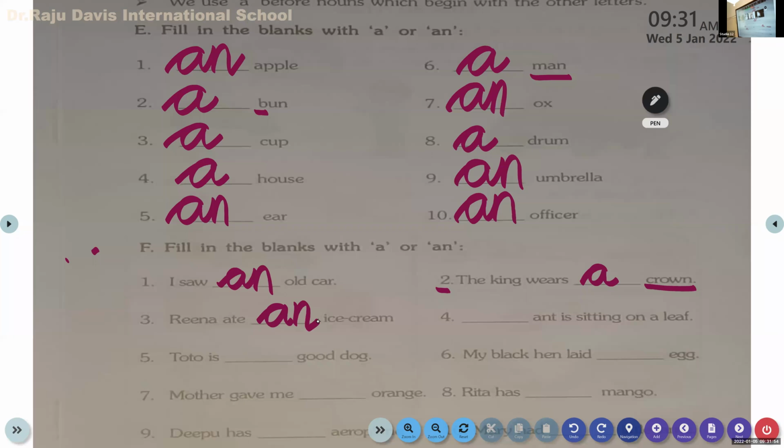Okay. Now let's move on to Alankrita. Alankrita, come on, do the fourth question. Read the question. Dash is sitting on a leaf. Very good. So here we have a word beginning with the letter A, so A should be in capital letter. So, An ant is sitting on a leaf. Yes, very good, Alankrita.